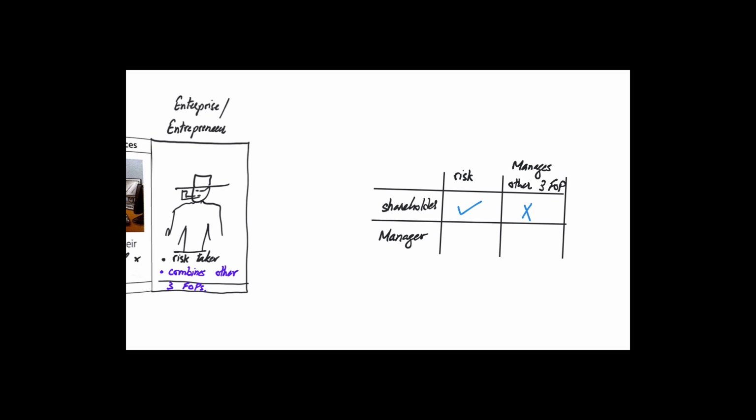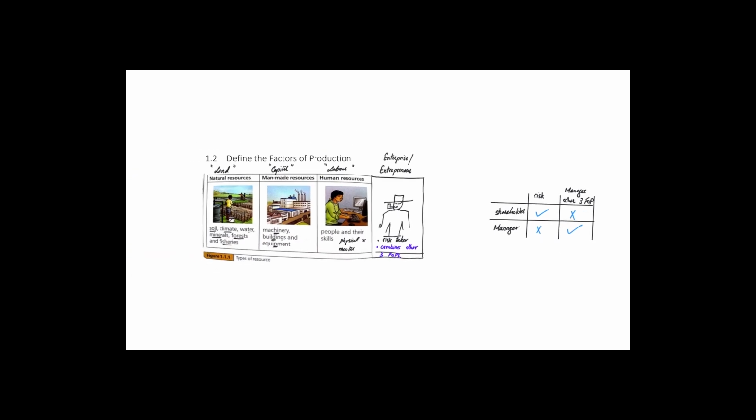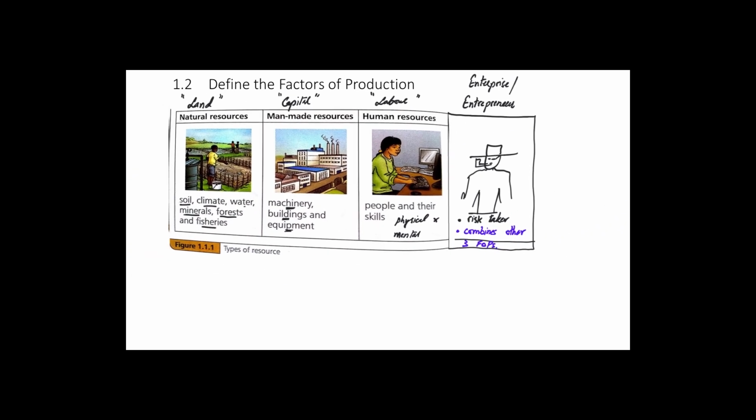Let's talk about the manager. Is he a risk taker? Does he have a stake in the business? But does he manage the factors of production? He does. So that means neither of the two is an entrepreneur. An entrepreneur is an individual who starts up the business, has money invested in it, and is there on the day-to-day operation of the business. Are we clear with this? So that is who an entrepreneur is.